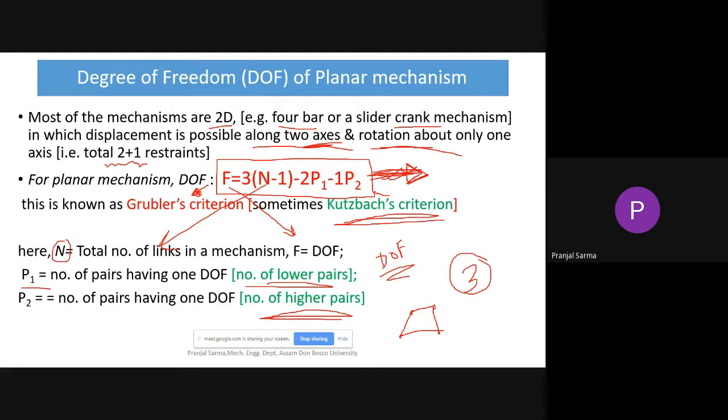Then you should also be able to find out the lower pairs and higher pairs that are there in that particular mechanism. For that, you must know what is a lower pair and what is a higher pair. A lower pair basically has surface contact, and a higher pair has line or point contact. So we'll just see whether it is having higher pairs or lower pairs. If lower pair, then using the type of joint etc., we'll be able to find it out.